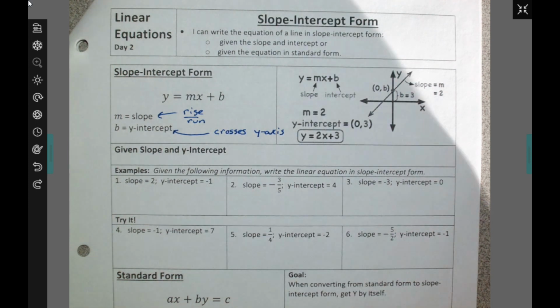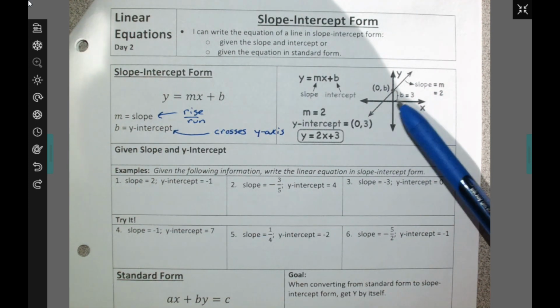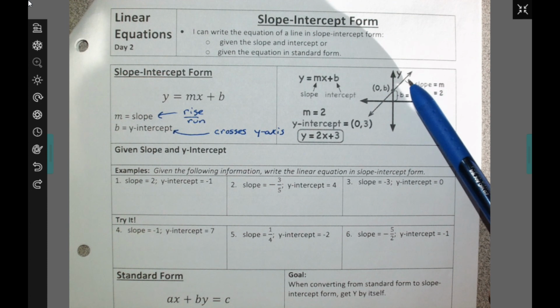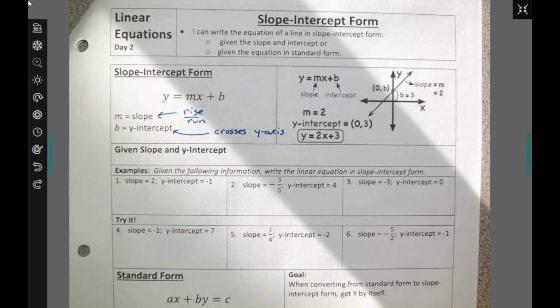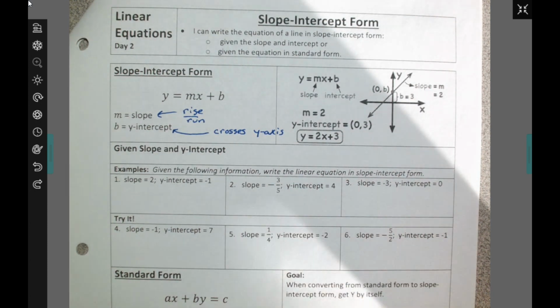And they give you a quick example over here. So m is how far we're going up over how far we're going to the right. The y-intercept is just where we cross the y-axis. So for example 1, the first ones anyways, they want you to write it in slope-intercept form given the information, both slope and intercept.